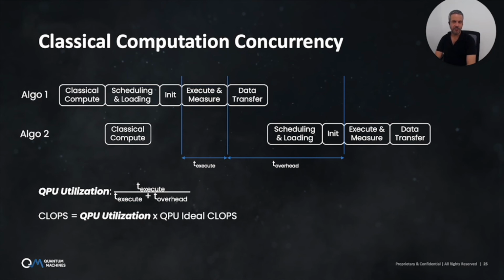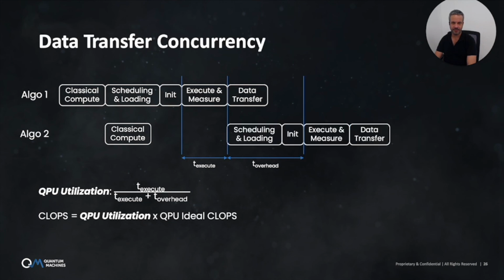Next, we can pipeline the classical computation and perform it independently for each algorithm. For example, we can find the next parameter set and compile the new circuit while other circuits are executed. Then, we can parallelize the data transfer with scheduling and loading of a new circuit. A new circuit will be scheduled and loaded for execution once the previous one has completed execution.